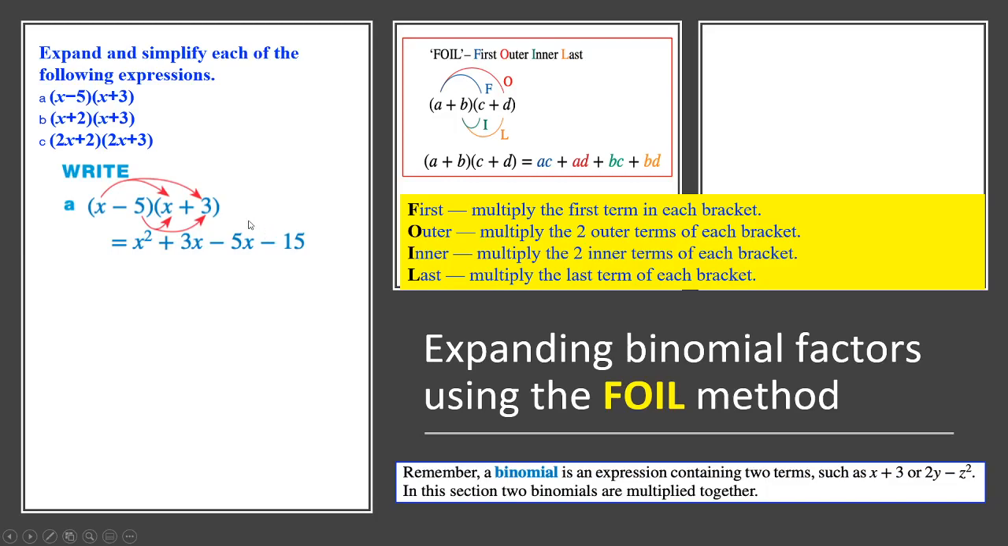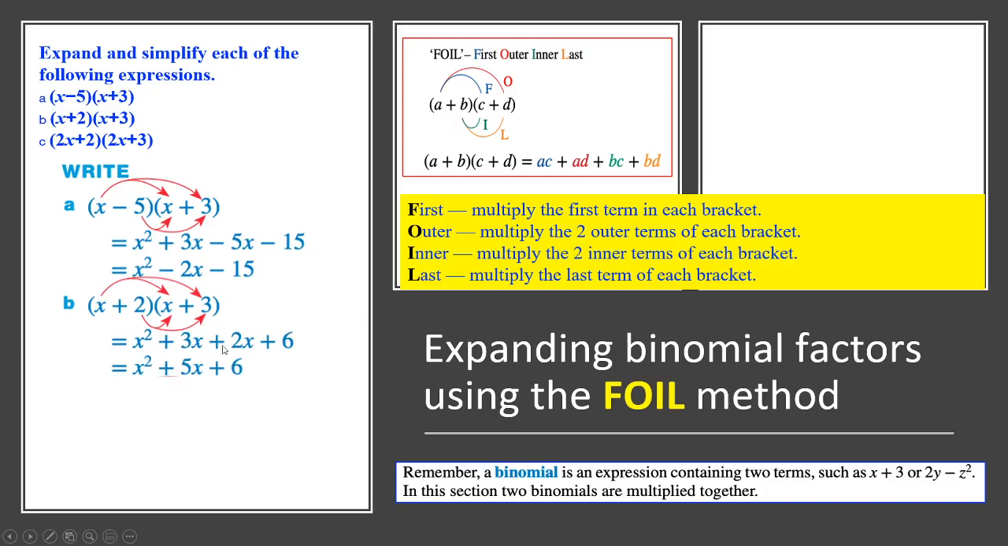And then we can simplify by putting these two like terms together from last week, and we get x squared minus 2x minus 15. Okay, we'll try the second one, and again we draw the arrows. And then we start off: x times x is x squared, x times 3 is 3x, 2 times x is 2x, and 2 times 3 is 6. And then we can simplify again by grouping our like terms to give us that 5x.